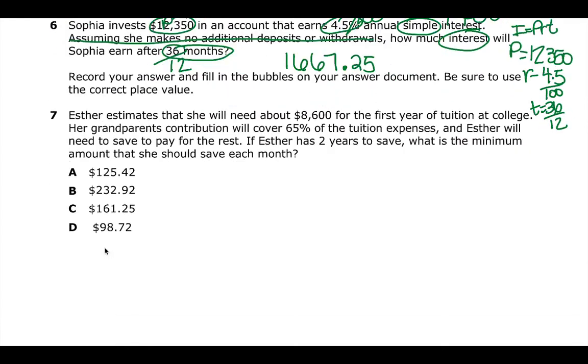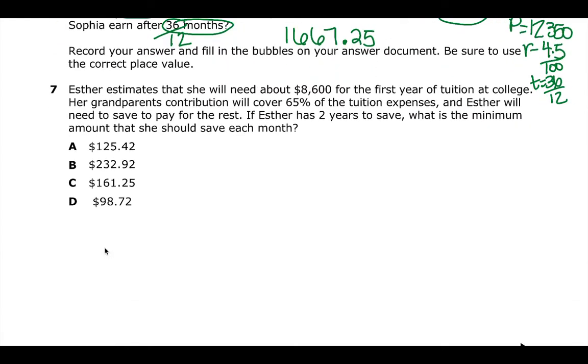Number 7. Esther estimates that she will need about $8,600 for the first year of tuition at college. So we don't even need a P because we're not doing any kind of interest. Her grandparents will contribute 65% of the tuition, and Esther will need to pay the rest. If Esther has 2 years to save, what is the minimum amount she should save each month?